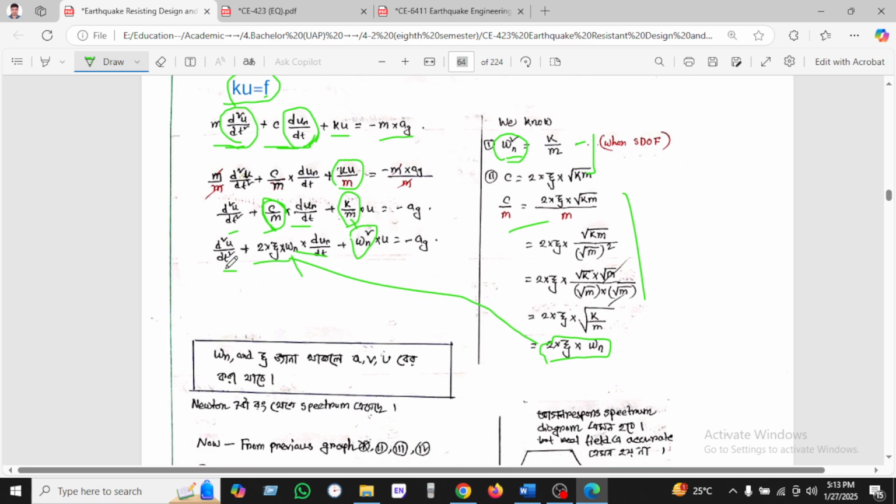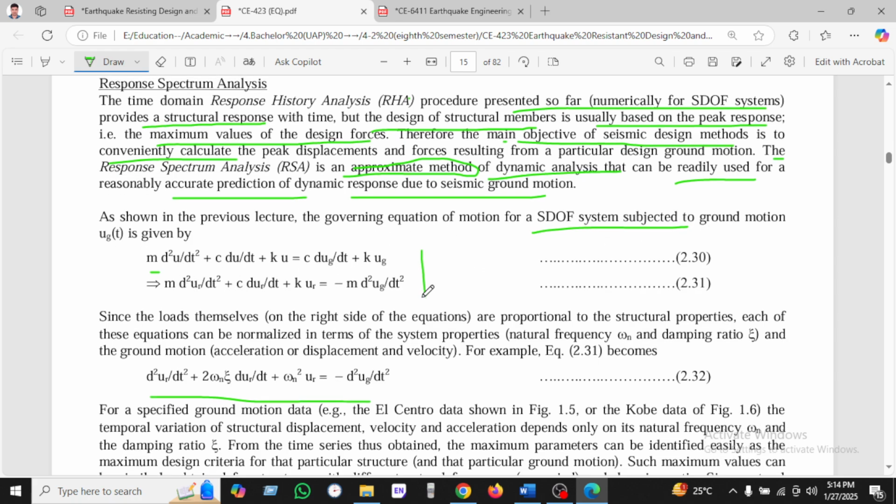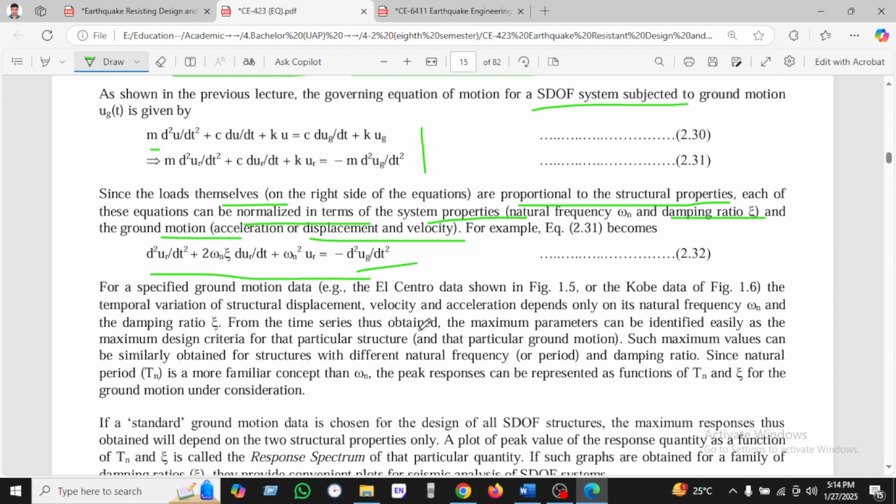So this is basically the response spectrum equation we have been using, taken from the notes, and this is the response shown in the previous lecture, the governing equation of the single degree of freedom system under ground motion. Since the load is on the right side of the equation, each term is normalized in terms of the structural properties, natural frequency and damping ratio, for the ground motion acceleration, displacement and velocity.